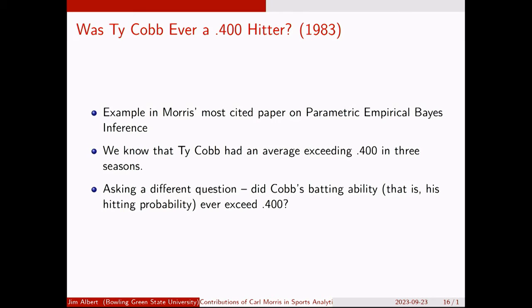Okay, now Ty Cobb was a famous hitter, and he's noted for being a .400 hitter. Now, he obviously was a .400 hitter because his batting average was over .400 for a few seasons. So obviously, if you ask that question, that's sort of silly, but that's not the question. The question was, was his batting ability ever larger than 0.4? So we're not talking about his observed average, we're talking about his ability. Maybe Ty Cobb was lucky. Maybe he wasn't a .400 hitter, he just happened to have one good season. Okay, so that was really the question. And so he was trying to address this by means of a multi-level model.